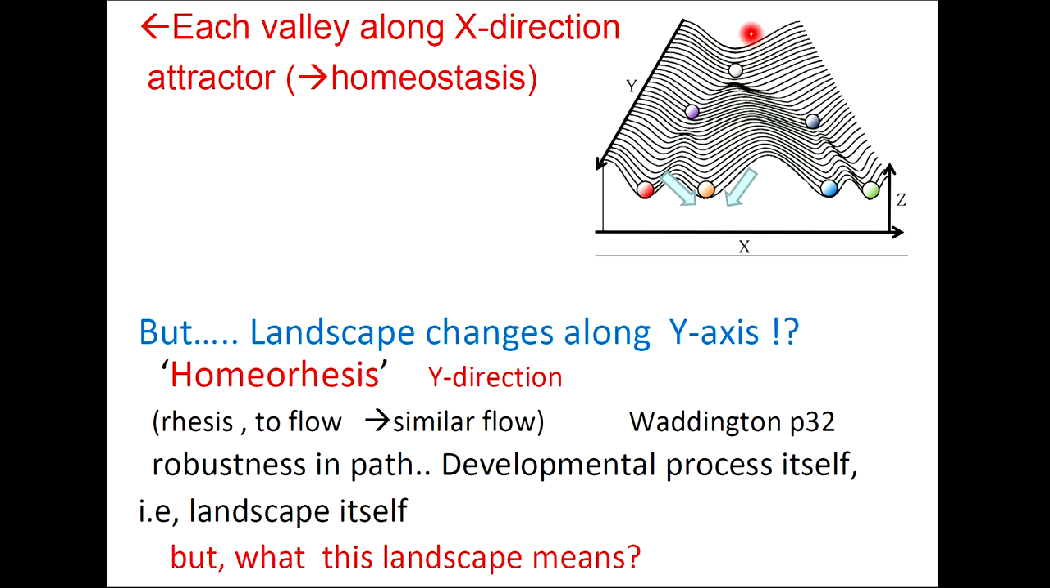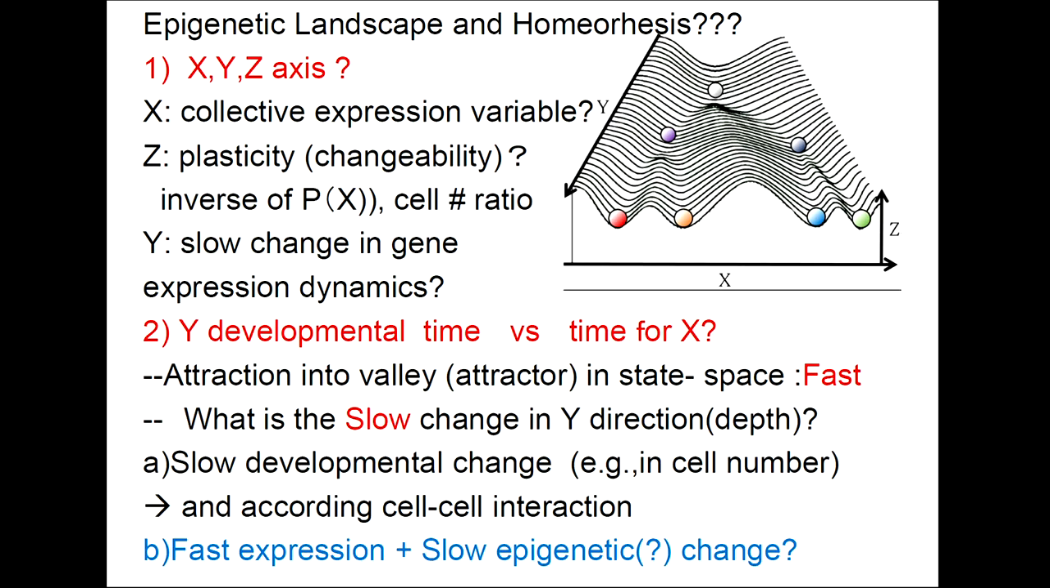So this flow change, this diagram change, this landscape change itself is rather robust through the developmental course. That's what Conrad Waddington pointed out. So that's an important question. So then, what's this? And so far, I think there are two possible solutions for that.